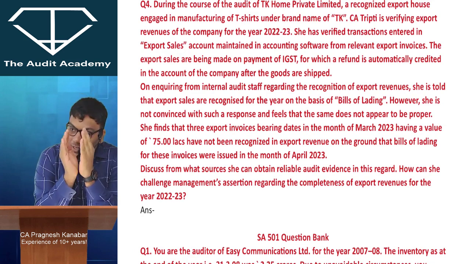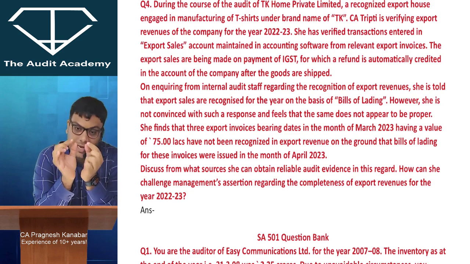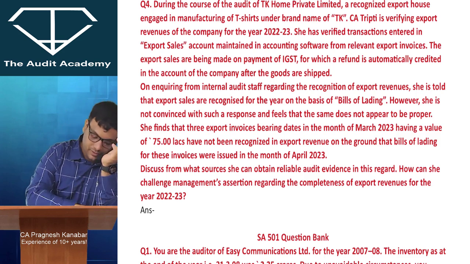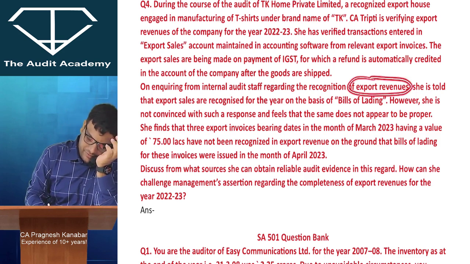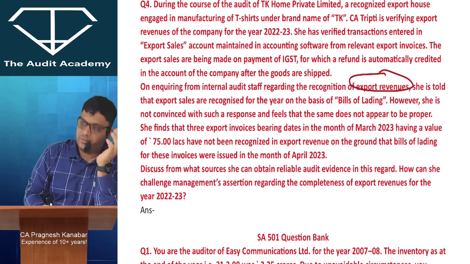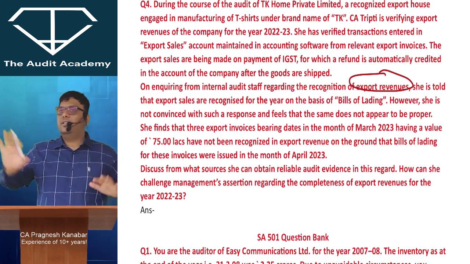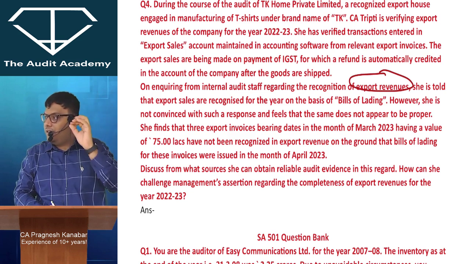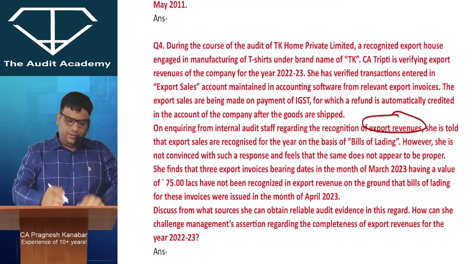What is the main issue over here? Let us discuss step by step. What is the item that is being verified? Purchase or sales? Sales. And that also they are verifying which revenues? Export revenues. Now forget about everything. Tell me, if you are the auditor of a company which has export revenues, what should be the point of recognition? So here you have the factory.